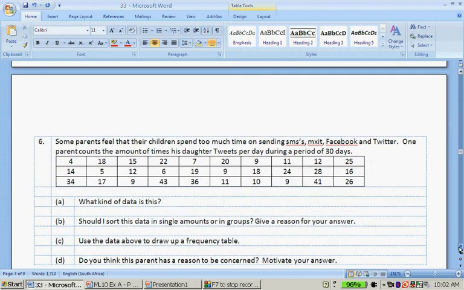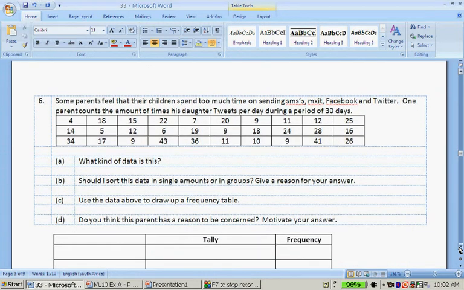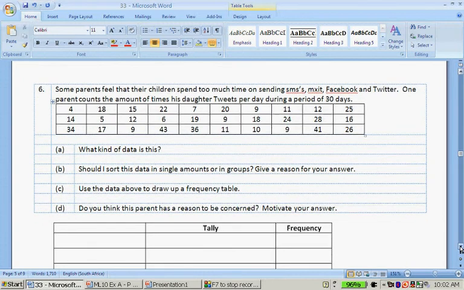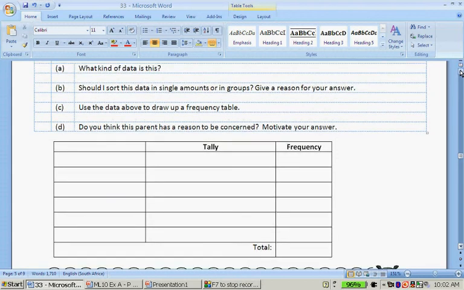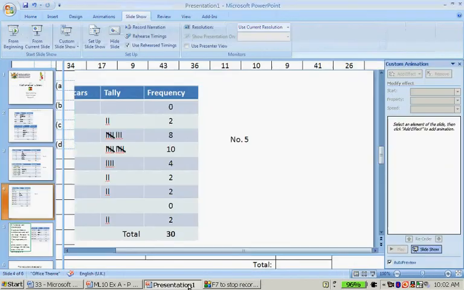It says some parents feel that their children spend too much time sending SMS's, Mixit, Facebook and Twitter. One parent counts the number of times a daughter tweets per day during a period of 30 days. Right, so this is the data. The questions are, what kind of data is this? Should I sort the data in single amounts or in groups? Give a reason for your answer. Use the data above to draw up a frequency table. Do you think the parent has a reason to be concerned? And motivate your answer. Right, so what kind of data is this?